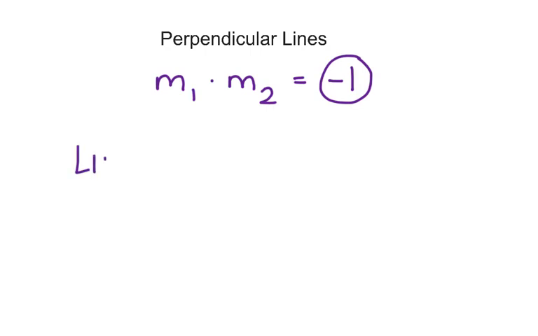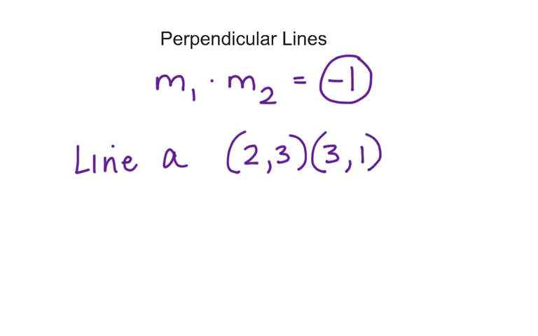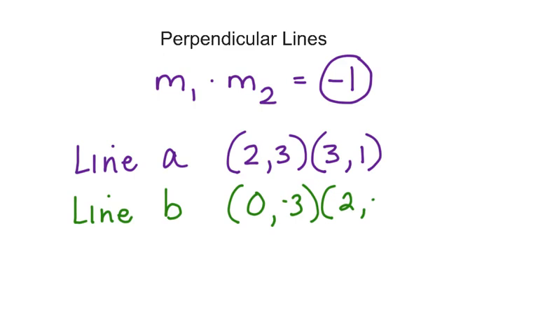Now let's say you have line A, and line A passes through (2, 3) and (3, 1). And then if you have line B that passes through (0, -3) and (2, -2). How could you figure out if line A and line B are perpendicular?